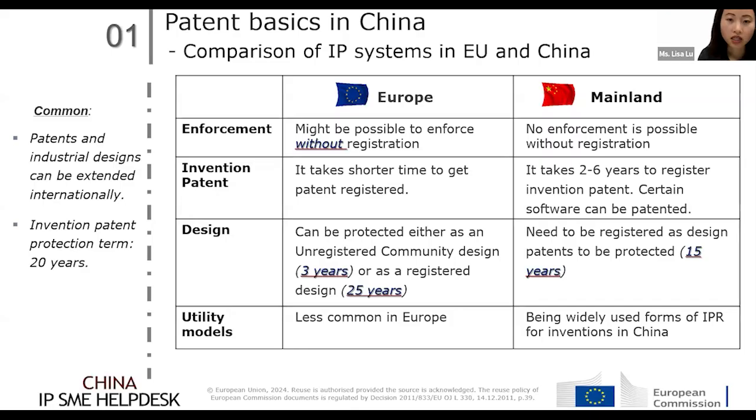For industrial design in Europe, you can choose to register it or not to register it. If you choose not to register it, you can get the protection for 3 years. If you register it, it will get the longer protection term for 25 years. And in China, you have to register industrial design because it's part of the patent system. And the protection term is shorter than in Europe. It's 15 years. And utility model has been widely used in China. However, for Europe, it's not as common.